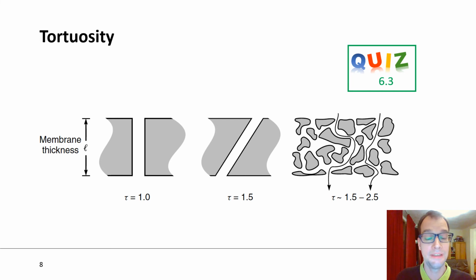Just to clarify it a bit further, here you have a membrane with a single pore which has exactly the same length as the membrane thickness, and then in that case you would have a tortuosity of 1. This is very rare. For example, for this pore, the tortuosity is about 1.5, and for these typical, more complex structures, tortuosities typically range between 1.5 and 2.5. Now, I would recommend you to carry out quiz question 6.3 to practice a bit yourself with this concept.